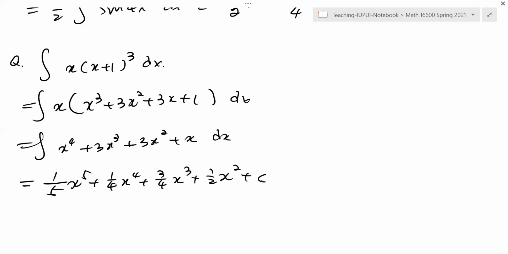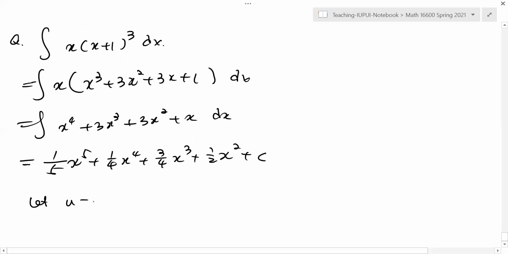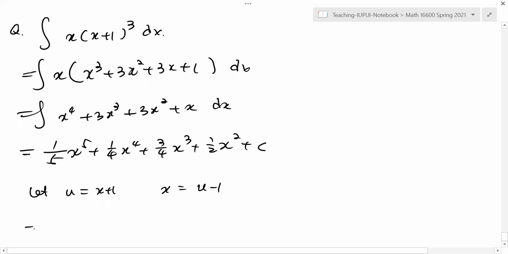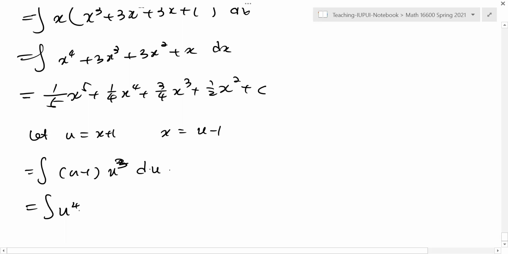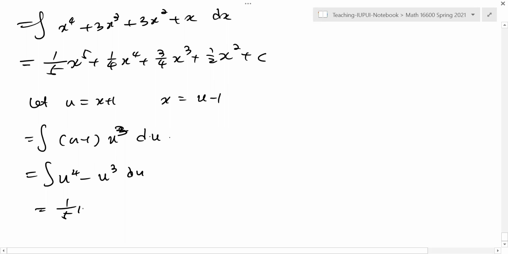And that's what we did at the very beginning. Okay, the substitution is, let u be x plus 1. Then x is going to be u minus 1. So the integral becomes u minus 1, u cubed, and dx is just du. Right? So u to the fourth power, u cubed du, and you know how to find the antiderivative. Right, then you replace u by x plus 1.